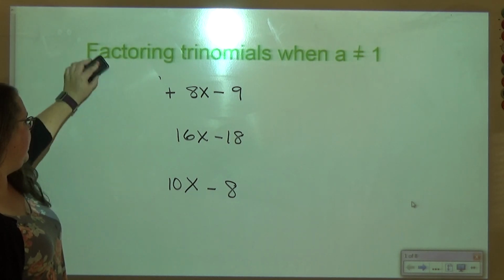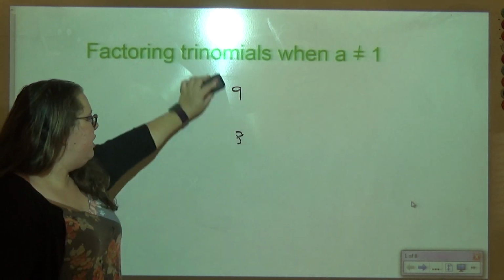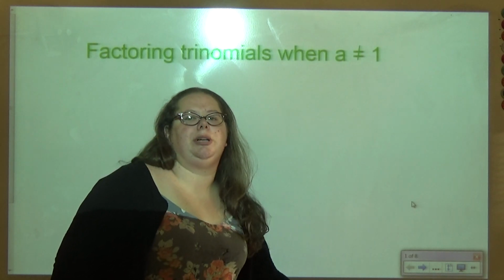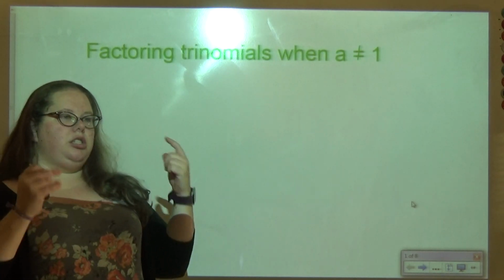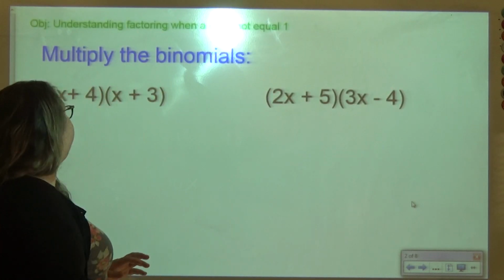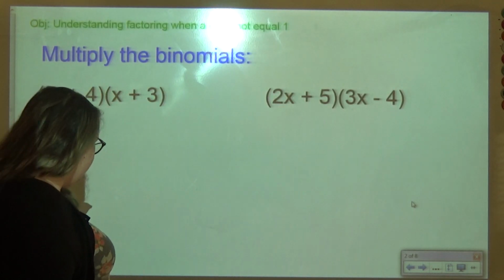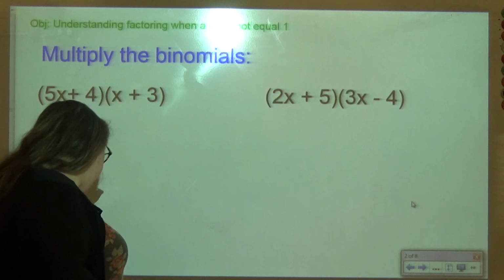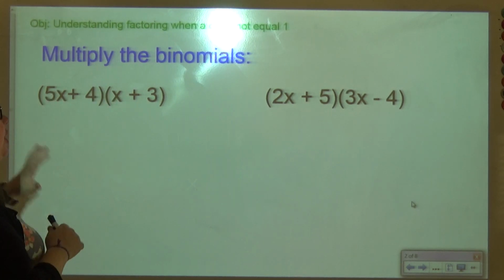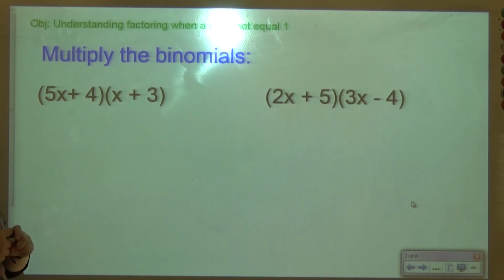And I like to call this factor by sliding. There's a bunch of different ways to factor this. Grouping, your teacher might show you grouping using a square. There's a lot of methods, but this is my method. So let's start with just a review of multiplying binomials out. So pause the video and multiply these out.